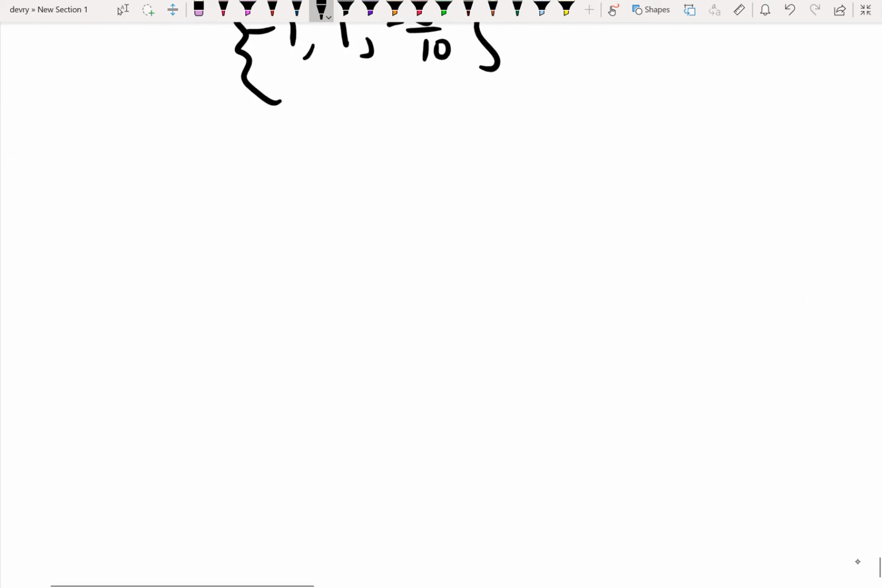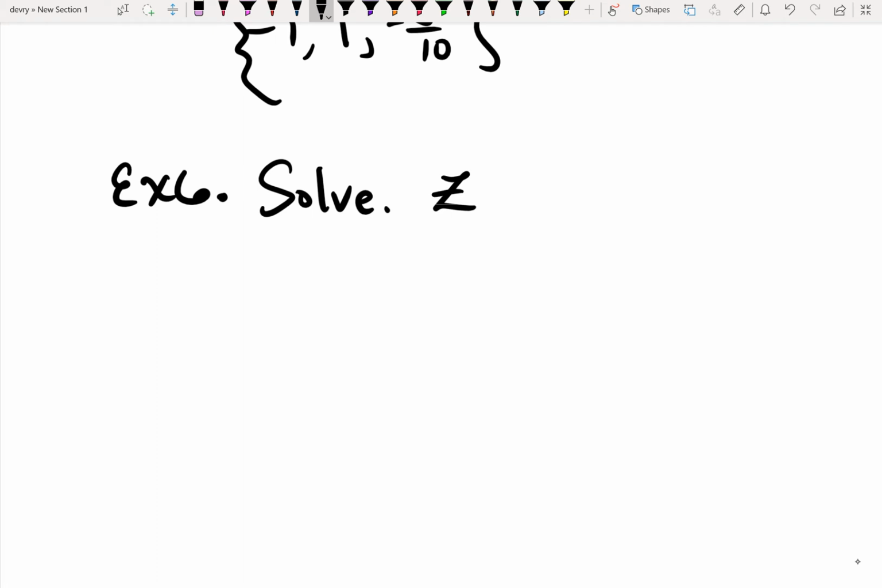If we look at example 6, more of the same. We are solving a higher degree polynomial equation, and it says basically solve. And so we have z to the third plus 3z squared minus 4z minus 12 is equal to 0.